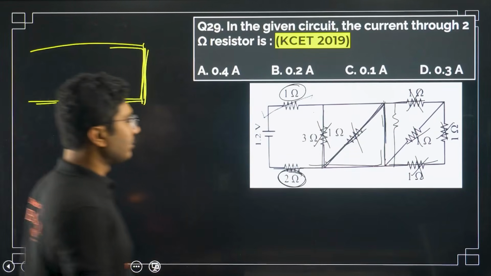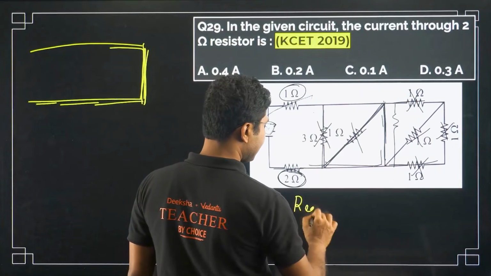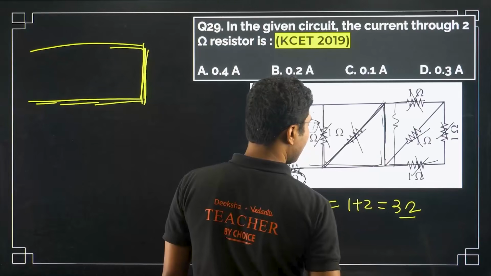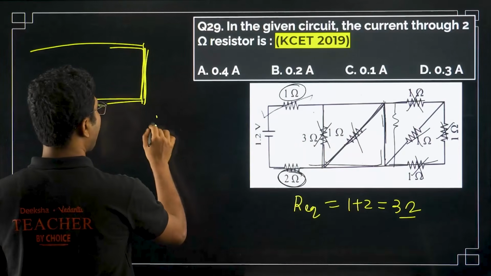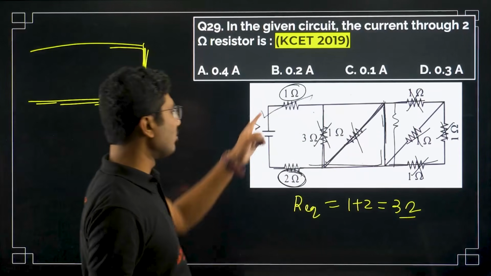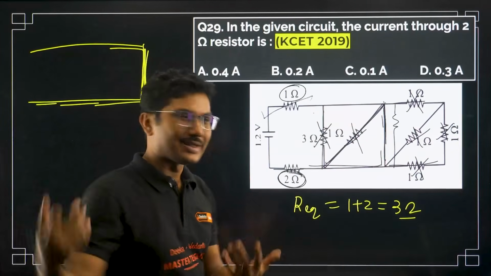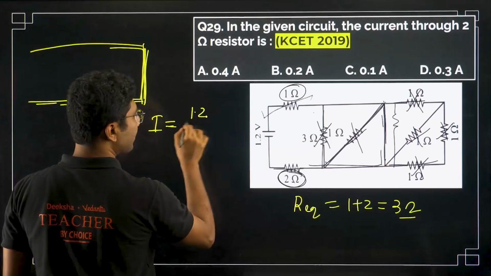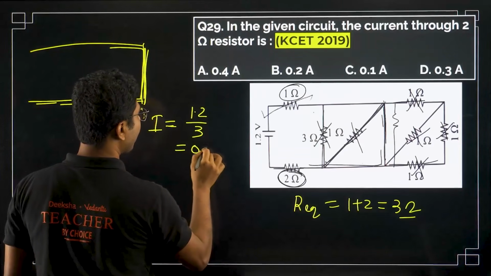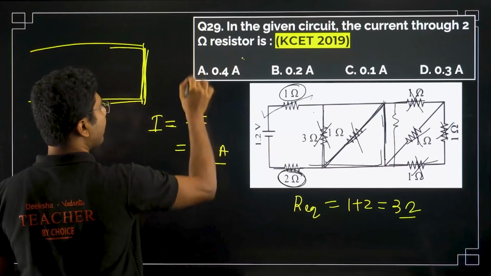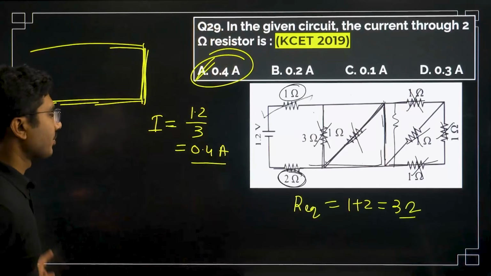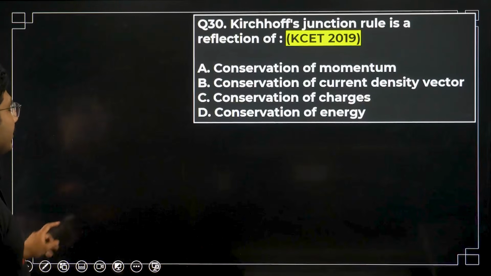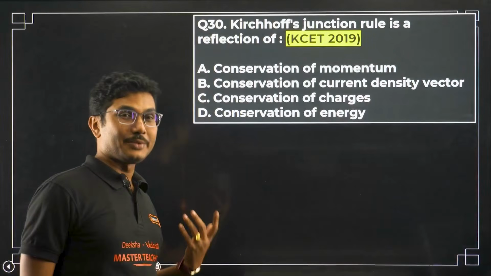So what is the total resistance in this case? Total resistance is nothing but 1 plus 2, that is 3 ohm. And what is the current? Now in this case, the 1 ohm and 2 ohm resistors have the same current. So the current in this case is 1.2 divided by 3, that is 0.4 ampere. So this type of question is a fool question, where the examiner is trying to fool you.